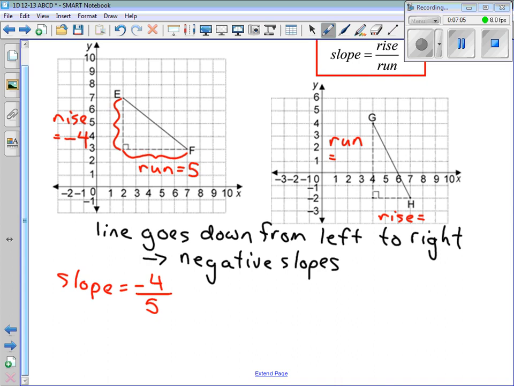Okay. What about our second one here, the line GH? What do we get for our rise and our run in this case? What's our rise here, Jackie? No, sorry. Well, I've labeled this backwards. You guys should be shouting, hey, what are you doing there?